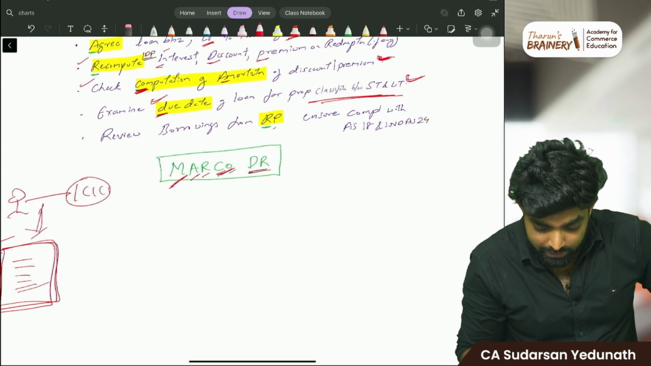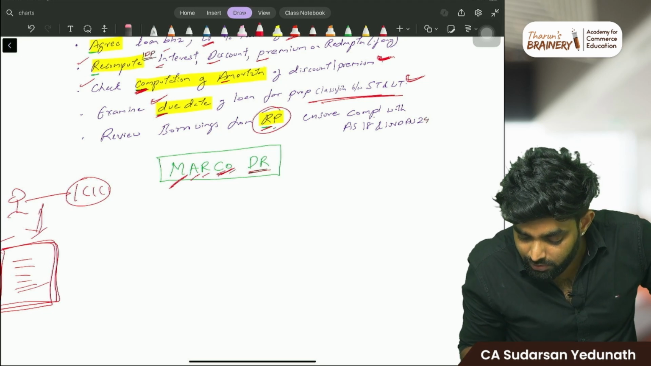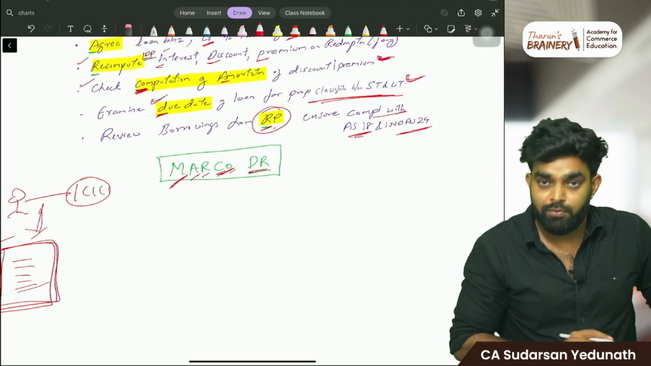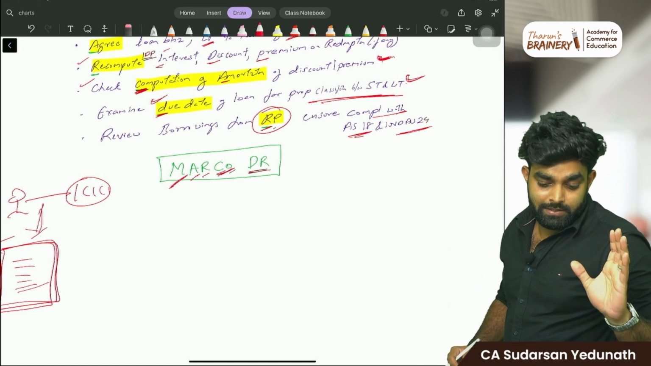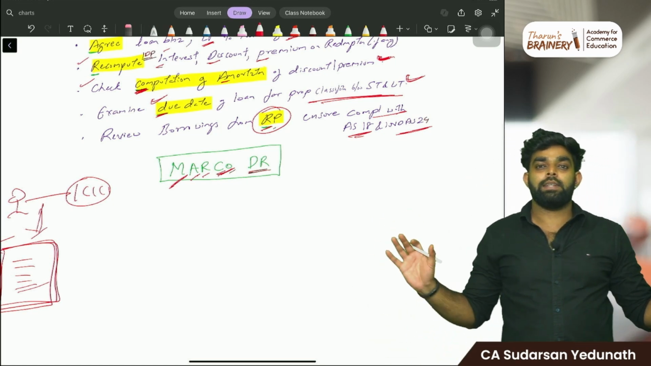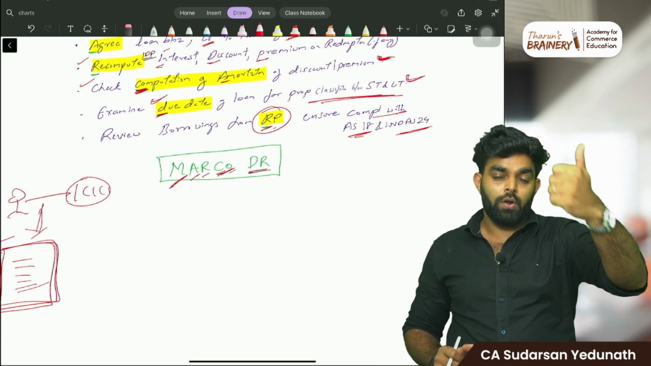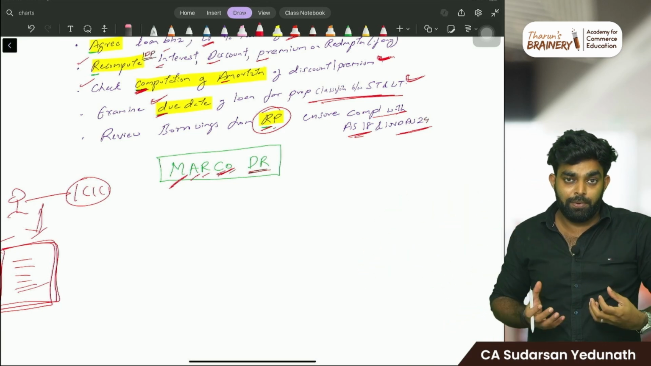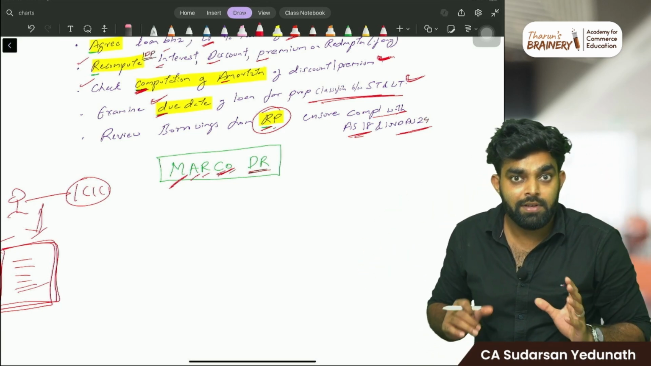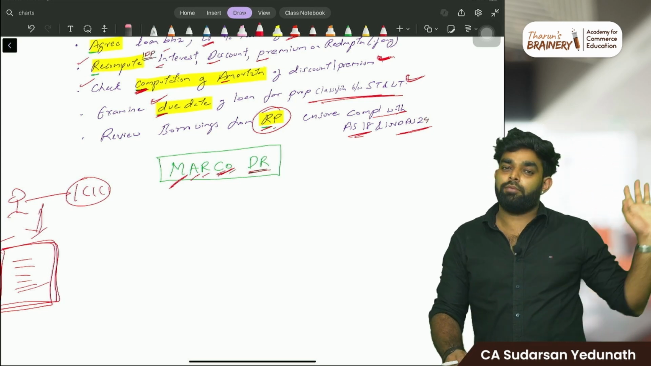MARCO, DR. R means review the borrowings from related parties and ensure compliance with AS 18 and Ind AS 24. Whether the company has borrowed any money from a related party, review that and see whether it is done as per AS 18 and Ind AS 24.